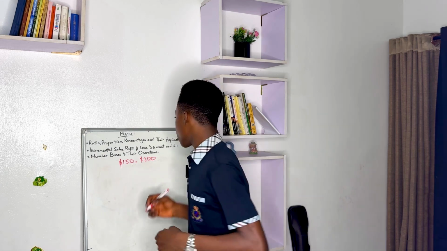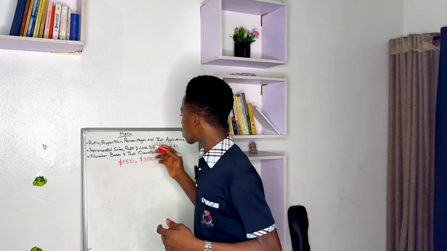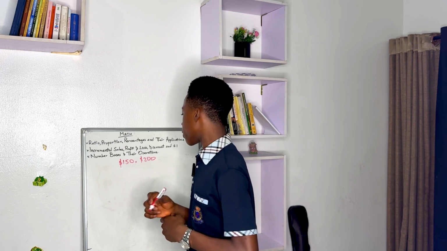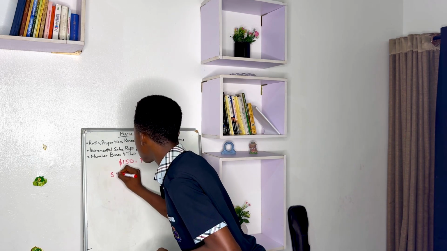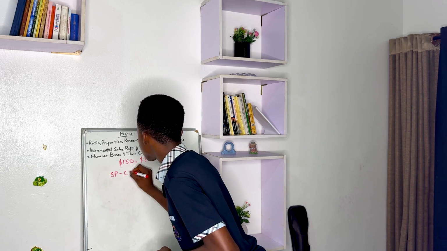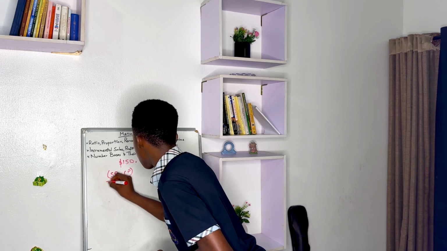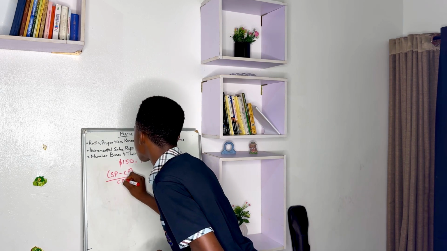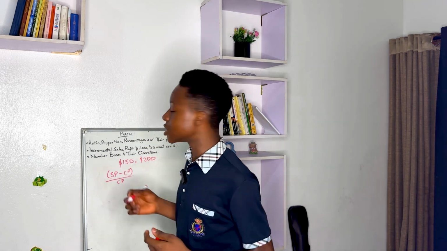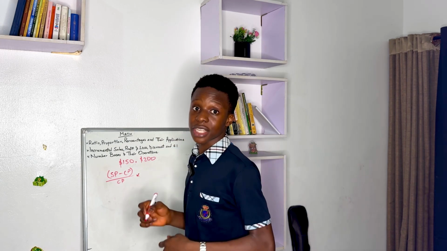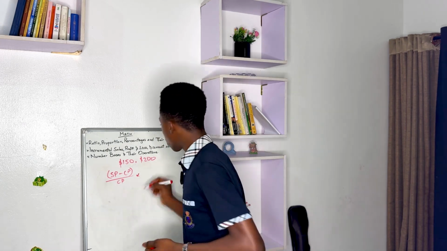Well, for the profit percent, remember that profit is the selling price minus the cost price. So the formula is the selling price minus the cost price. Remember that this is profit. And then you divide that by the cost price, which was the original amount. And to find it as a percentage, you multiply it by 100.